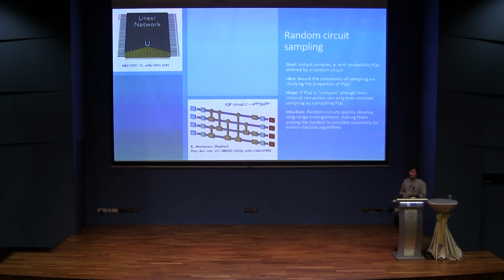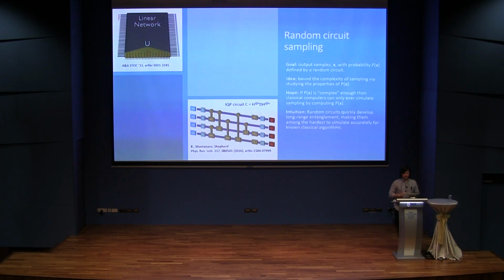I'm going to talk about a specific family of such applications, and these are those which come from the random circuit model, random circuit sampling problems. I'm assuming many of you are familiar with a lot of this, so I'm going to go pretty quickly, but I'm going to try and give you a sense of the theoretical background behind these problems. The goal, broadly speaking, is specifically to output samples x, which is going to be like a bit string or something like that, with probability p of x which has been defined by some random circuit. The general idea is to bound the complexity of this sampling task via studying the properties of this probability distribution p of x directly. There are some reasons for that which I'll get into later.